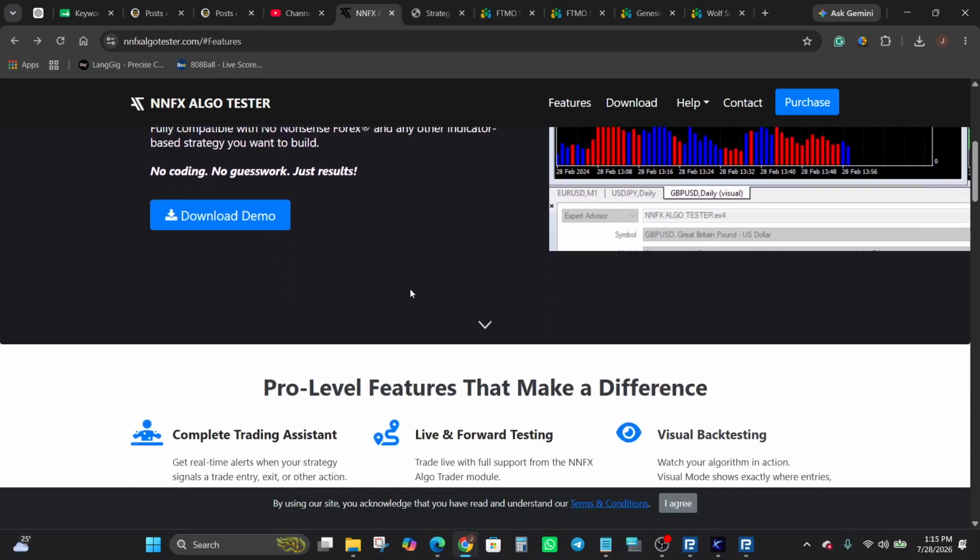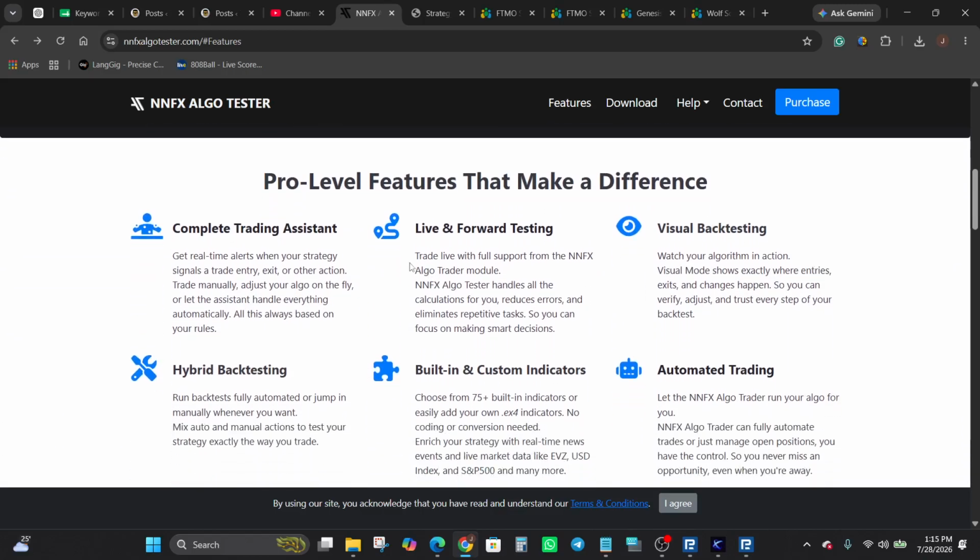So the next section introduces what they call the complete trading assistant. This can generate alerts whenever your predefined trading rules produce an entry, exit, or another trading action. The website also explains that traders can either execute trades manually, adjust the algorithm while it runs, or allow the software to automate actions according to the rules that they've configured.